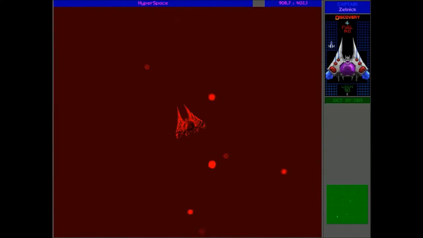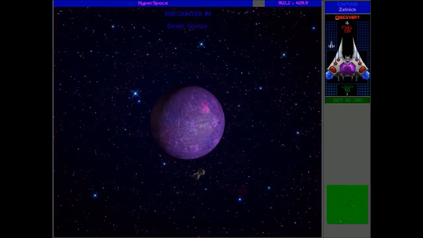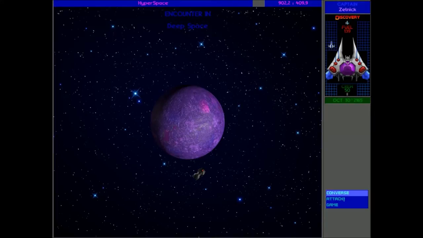Oh, hang on. There's some ships coming in fast, three of them. Let's see what this is. What is this? It's unfriendly. What is it going to be? Oh, it's a Kohr-Ah. Okay, let's take them down.